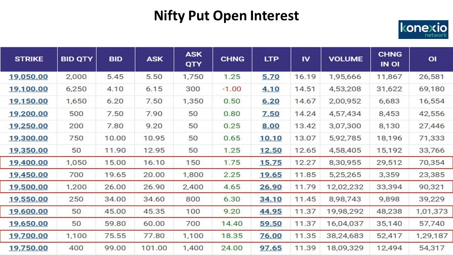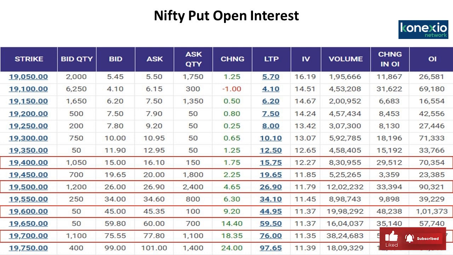So now let us discuss the Nifty put data. You will see on the screen the Nifty puts. The action was seen in 19,700 puts, then 19,600 puts, 19,500 puts, and 19,400 puts. Here you can see a slightly positive option premium. Implied volatility is between 11.35 and 12.27. There has been a rise in the open interest and a rise in the volumes.